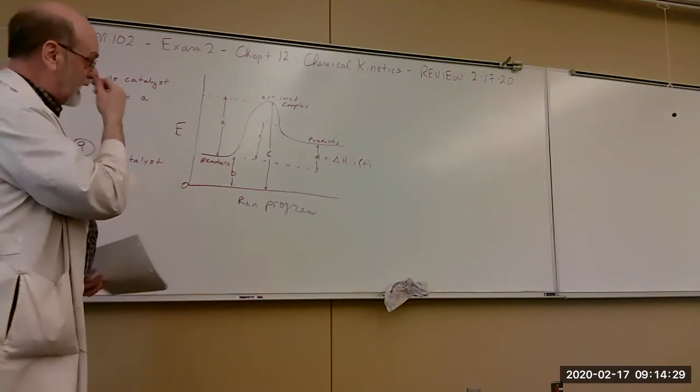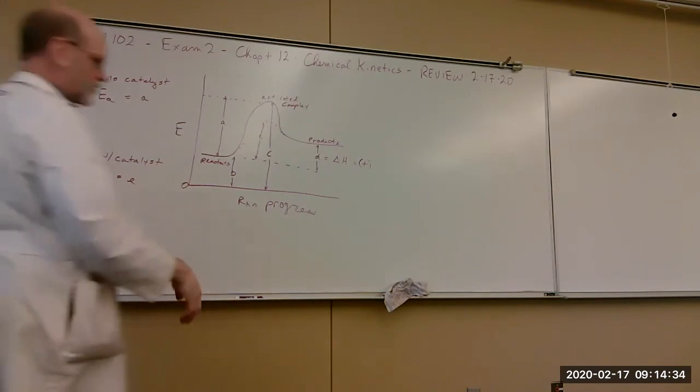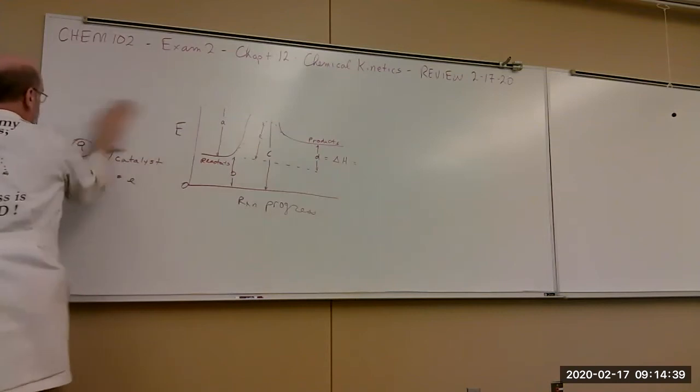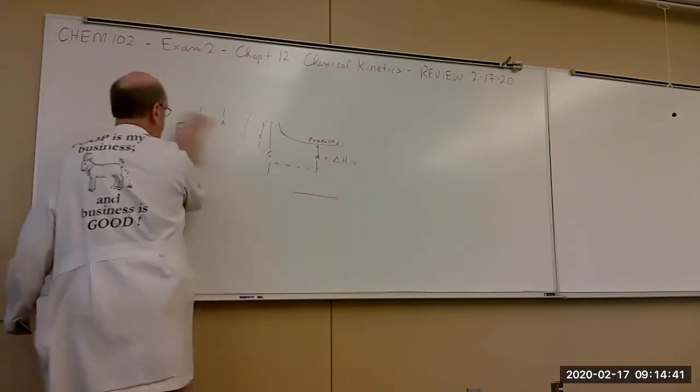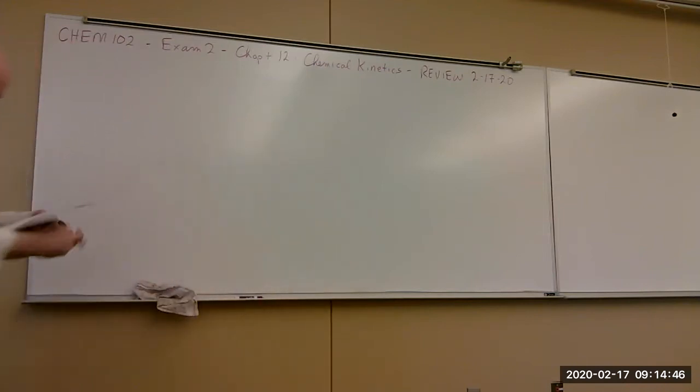So that was 8 and 9, plus a little extra. I think that's all you need to know about reaction progress. Let's see. I'm going to look at one other one that's not in your review document. Let me give you this one.